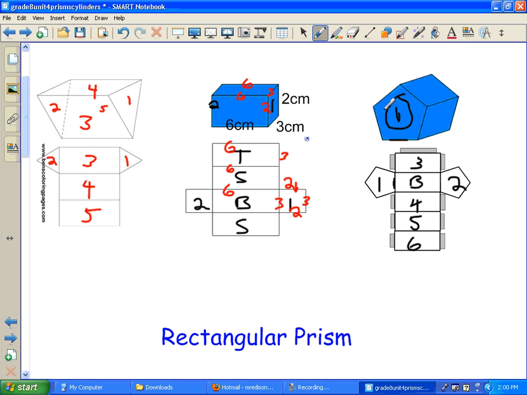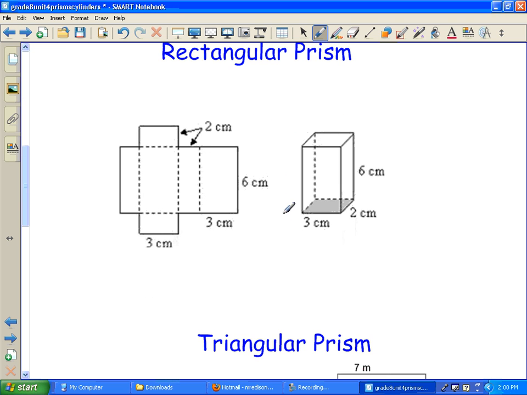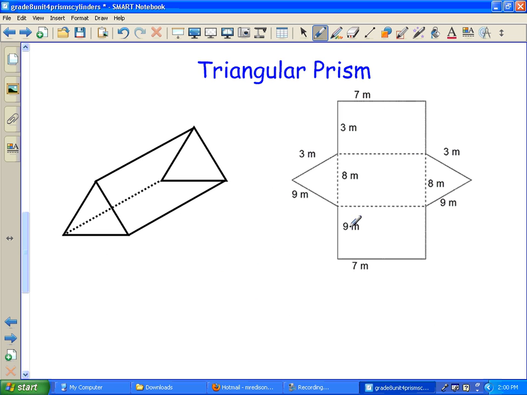The same applies with this guy here. You know that this side is also the same as the side of this rectangle. So, and there you go, an example of the sides that are the same. I should say edges. In this triangular prism, you know you're going to have 2 triangles. So 1, 2 triangles. And you're going to have 1, 2, 3 rectangles.